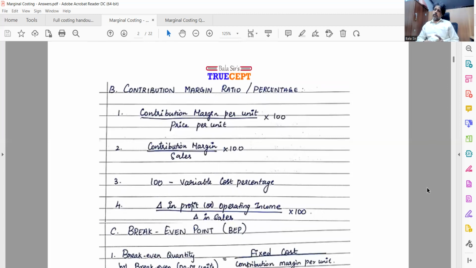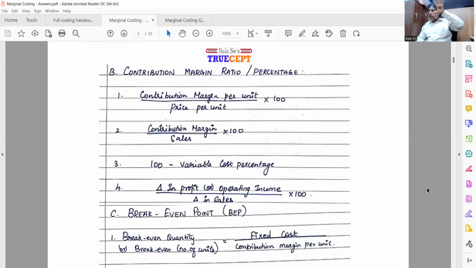So number 1: contribution margin per unit divided by price per unit into 100. In our example, what is the contribution per unit? Rupees 80 per unit. Now, 80 rupees upon 200 selling price into 100 is equal to 40%. So that is your contribution margin ratio. Nothing but divide the contribution per unit by the selling price per unit into 100.